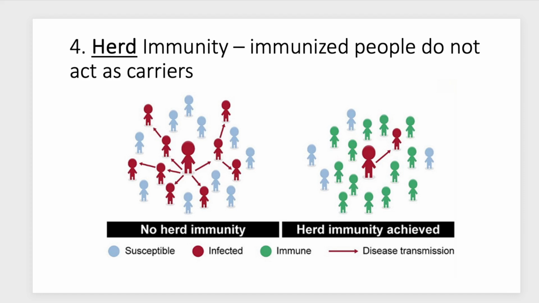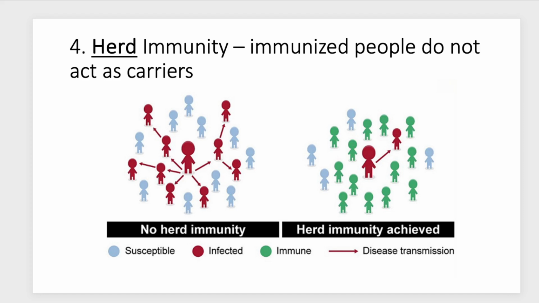So we'll talk about immunity. COVID's a good example of this, or really any type of virus or infection. You've probably heard of herd immunity before. This is where immunized people do not act as carriers. So if they have the immunization, then they're not going to pass it from one person to the next.